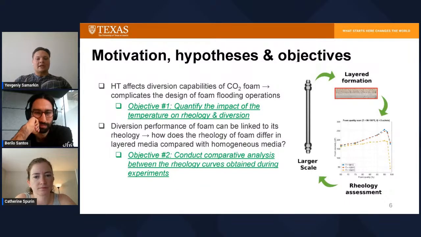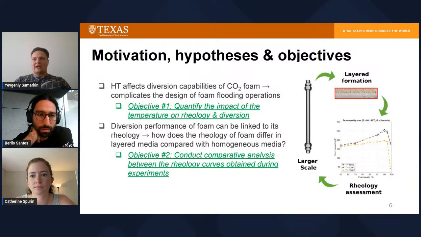of the foam. And then the second objective for this research was based on the question: if the foam flows through heterogeneous formation, layered formation, and we record its certain rheology, and then we also flow the same foam through the homogeneous formation, basically one of the layers that constituted that layered formation, how will the rheology change? By looking just at the rheology of the foam, can we say that there was diversion happening or the structure of the foam was different? That was the main question, and that was the second objective for the research.